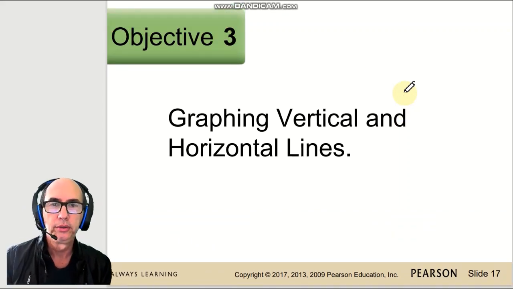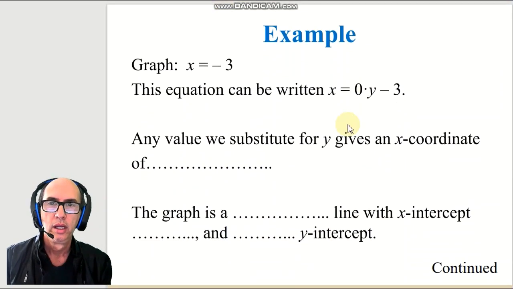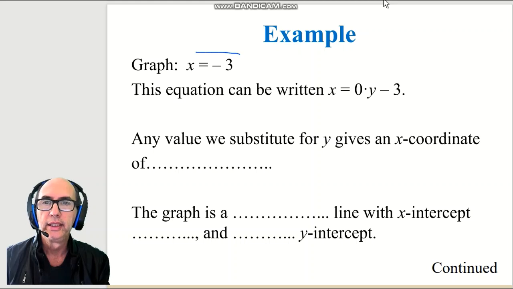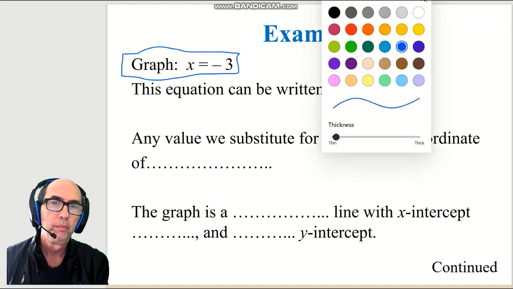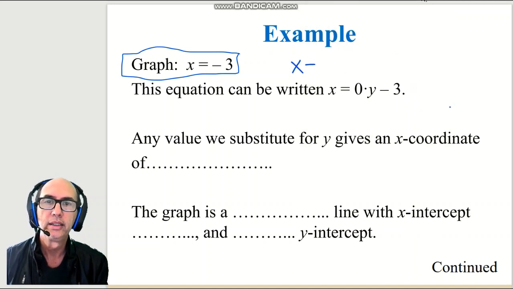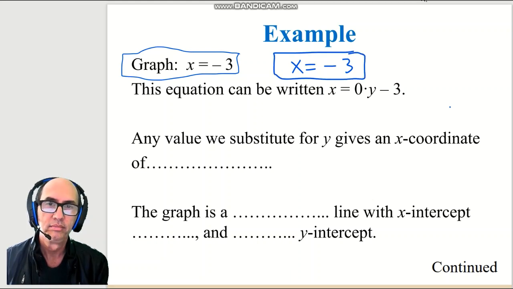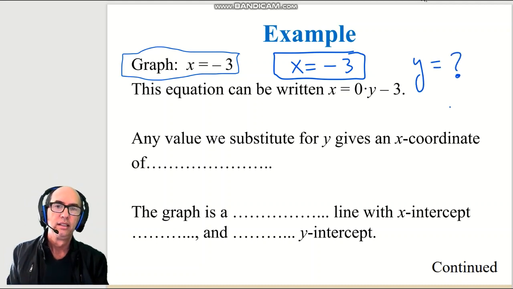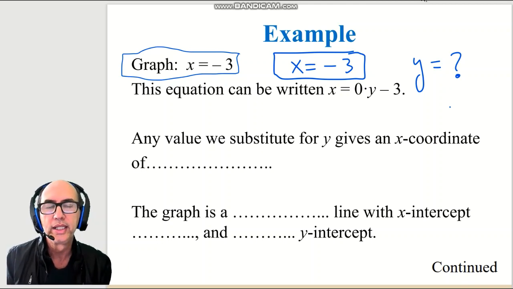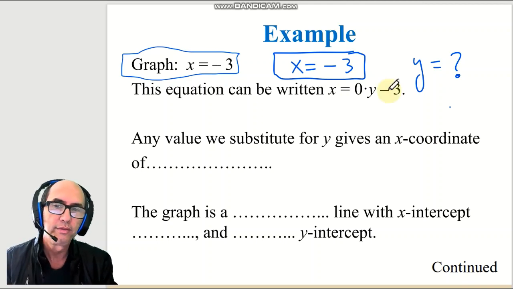Special situations, graphing vertical and horizontal lines. Graph x equals -3. This is a special situation. Because x equals -3, we don't see any y, right? X equals -3. What is the value of y when you are guessing points, when you're writing down a table with 2, 3 points to graph the line?